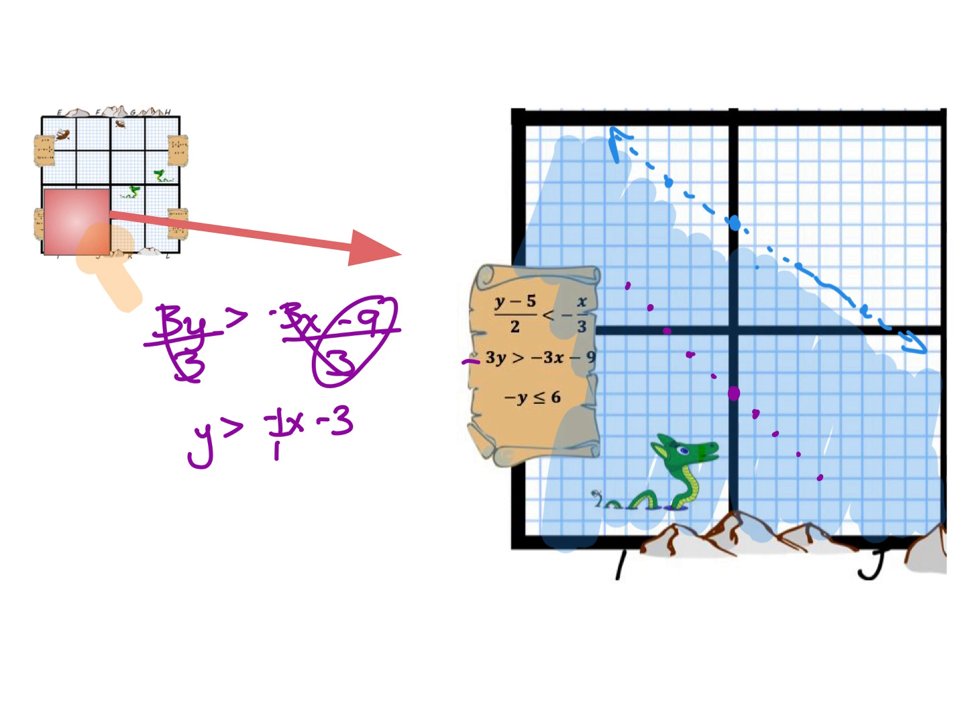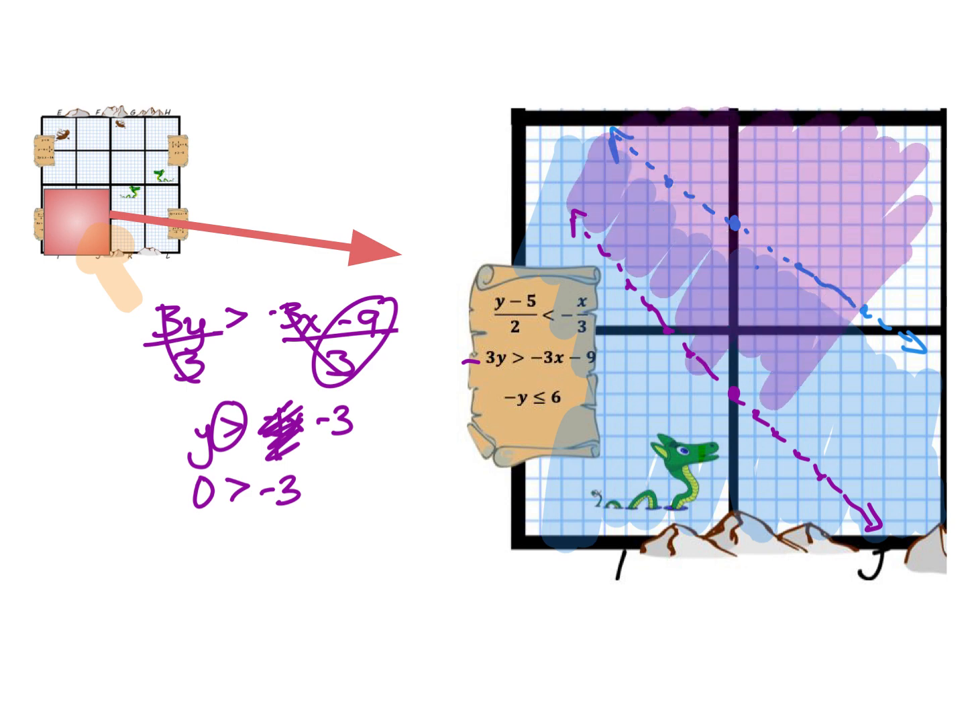Okay, and then I'm going to make this a dotted line because it also is not equal to, it almost looks like a dotted line before I even connected it. It also does not have an equal to underneath it. So now I'm going to test the point 0, 0. If there's a 0 here and a 0 here, I have negative 3 on this side. Is 0 greater than negative 3? Yes, 0 is greater than negative 3. So I'm going to shade everything that's above this line. See that overlap right now? We're going to test one more point.